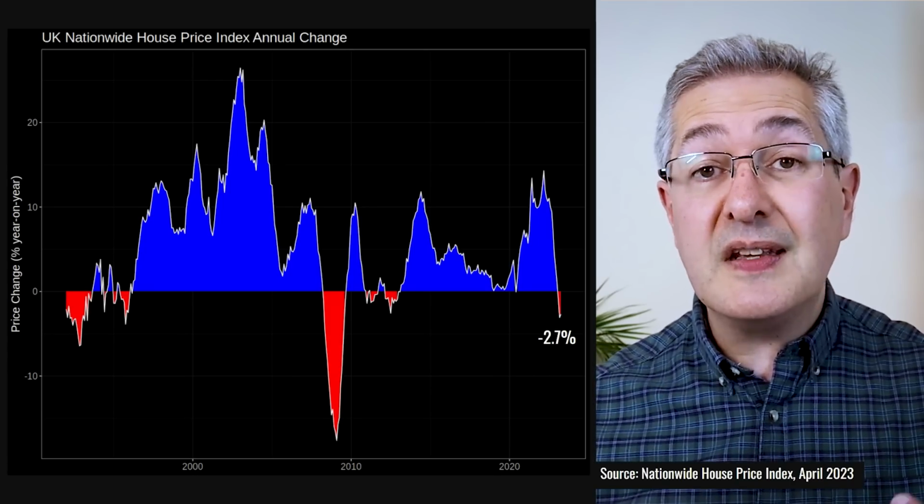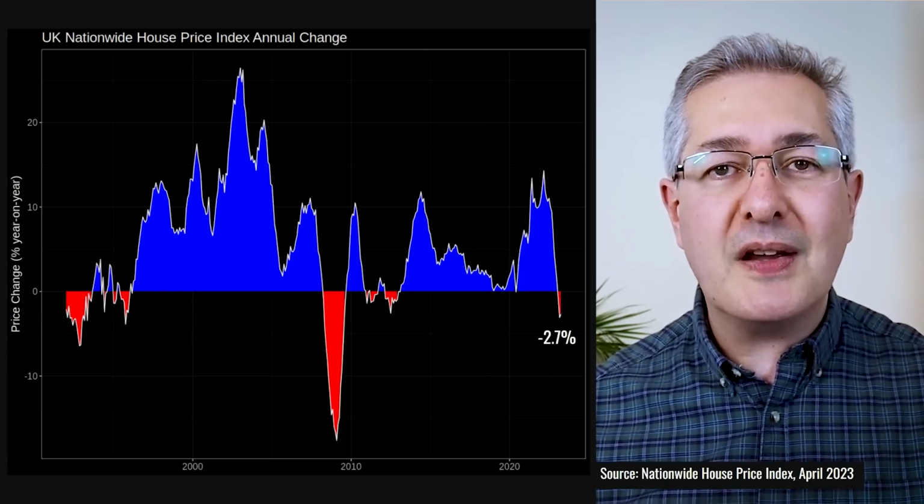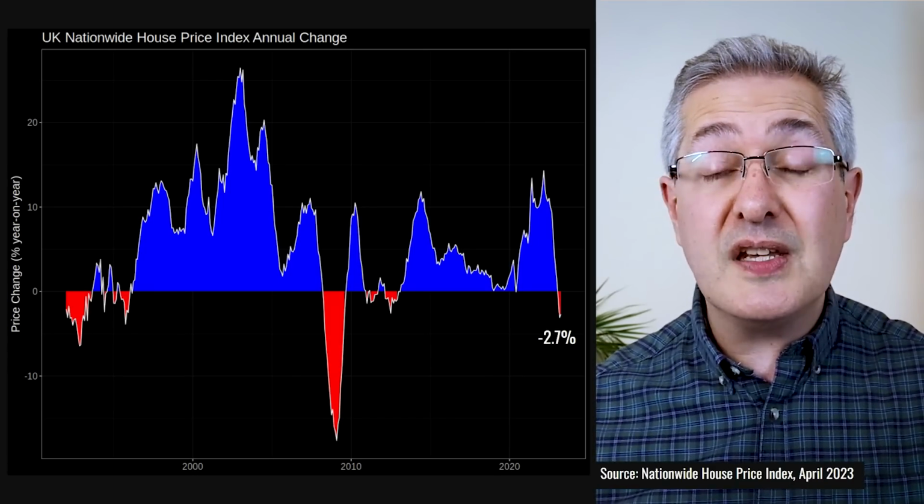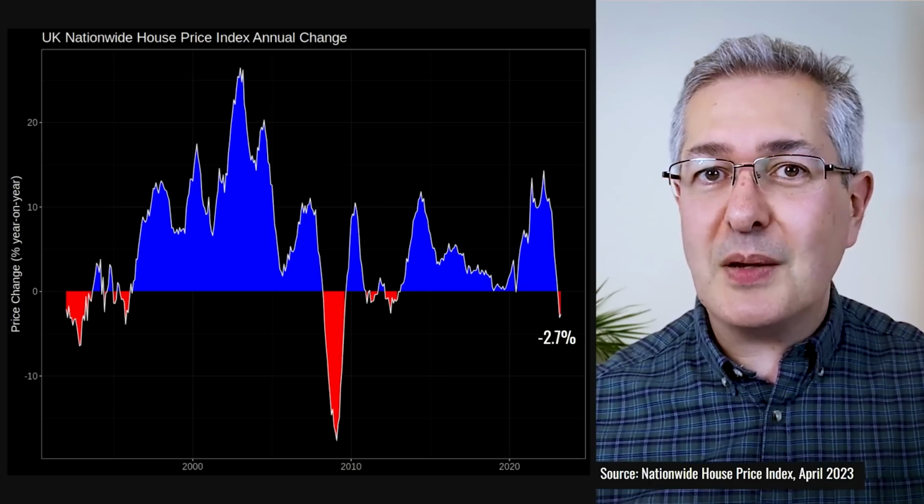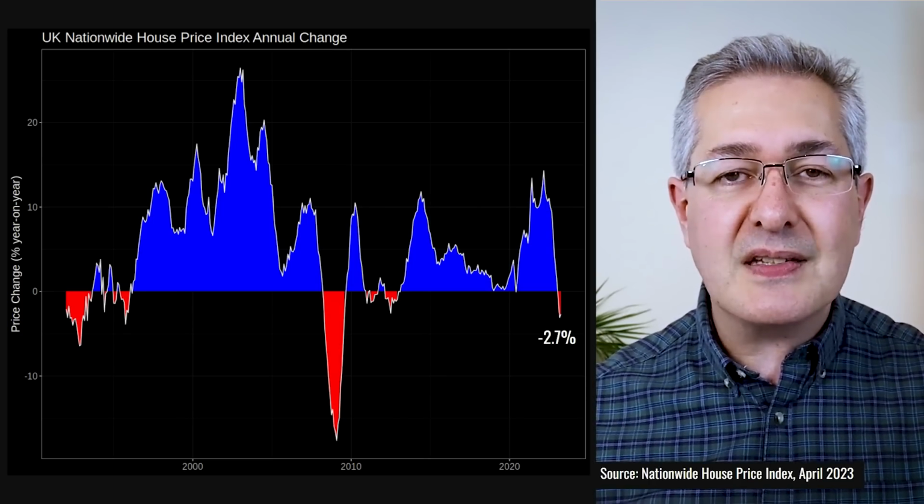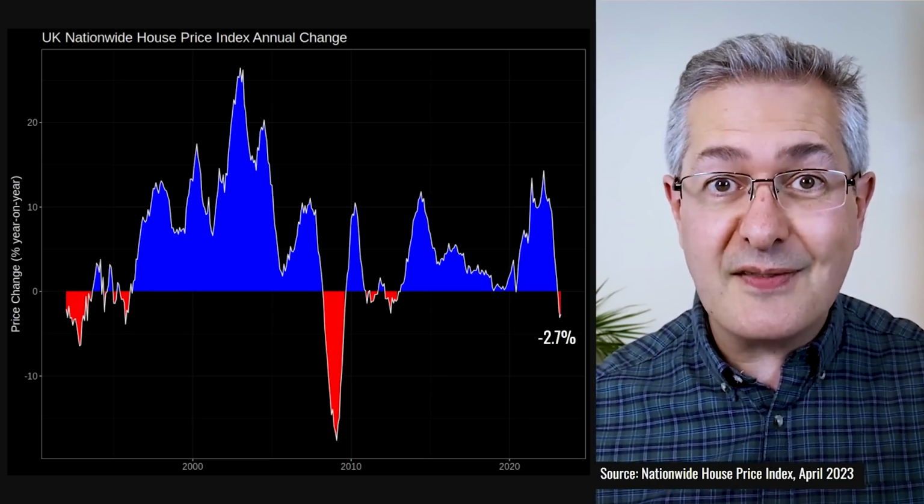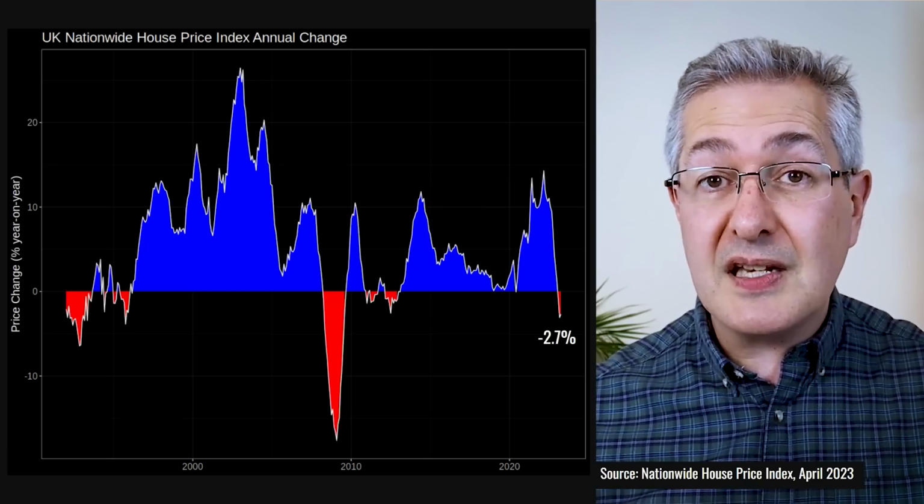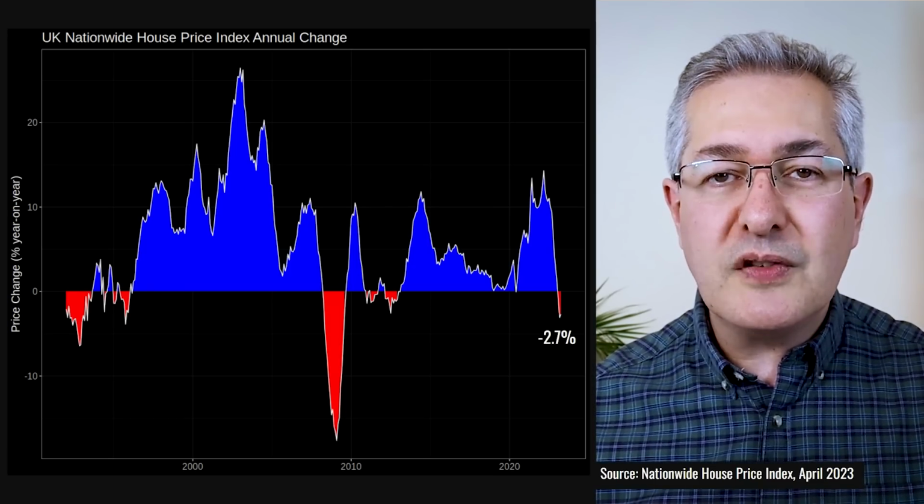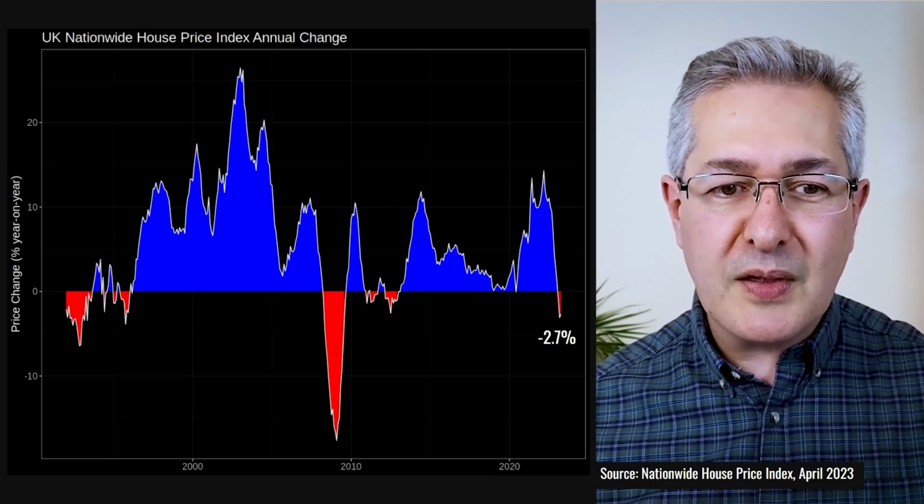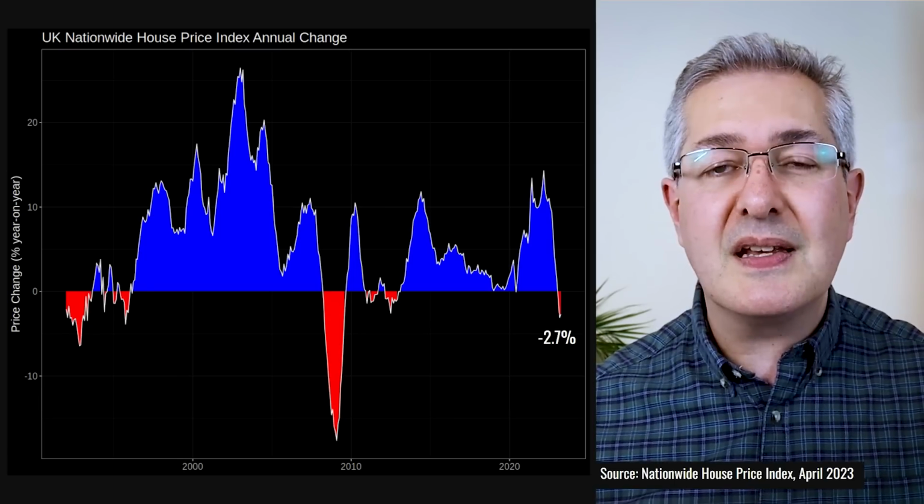Beside me here, you can see the Nationwide monthly house price index, and here I've shown you the year-on-year increase and sometimes the fall in that index. And currently you can see that it is a fall of about 3% year on year. But of course that follows a period of very high growth, which was more than 10% year on year, which is fairly exceptional.